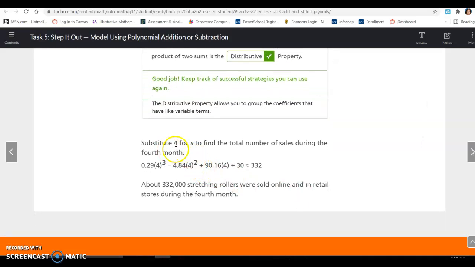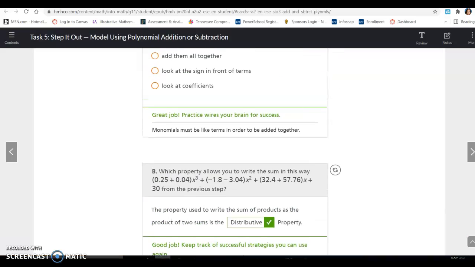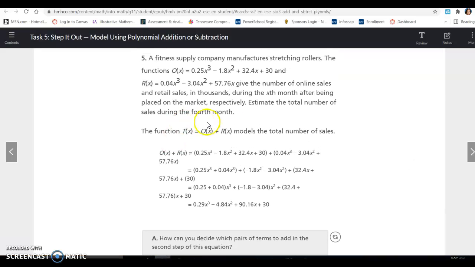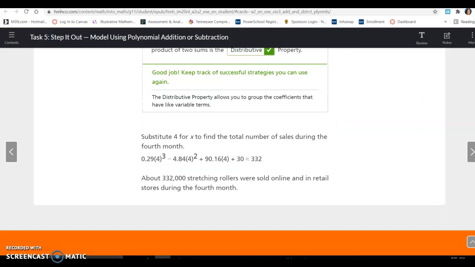And then it says you can substitute 4 for X to find the total number of sales during the 4th month. So if you remember in the very beginning, it said estimate the total number of sales during the 4th month. So all you have to do is substitute 4 for X, and that gives you about 332. So it said in thousands at the top, so that would be 332,000 stretching rollers were sold online in retail sales during the 4th month.